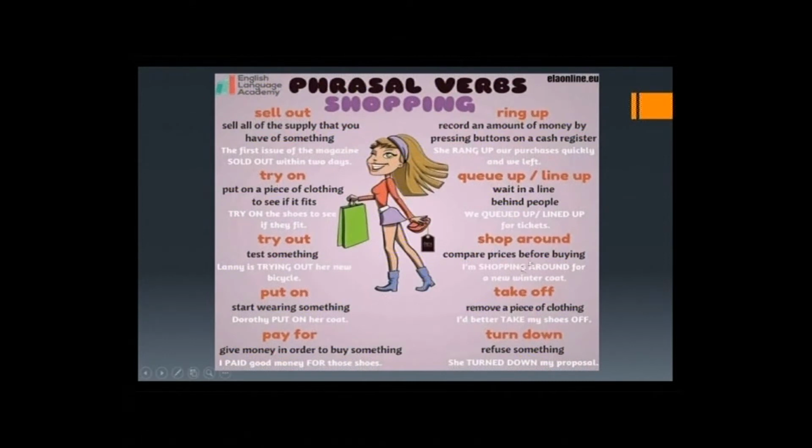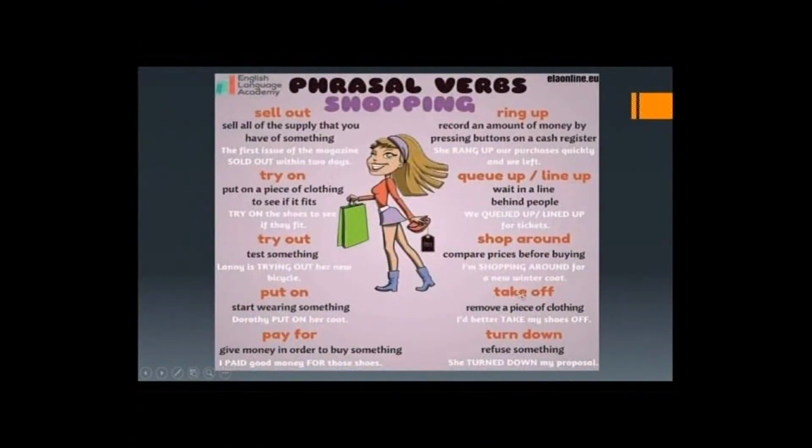Shop around, compare prices before buying. So there is a difference between shopping and shop around. Shop around means you are going for a thing, say you are going to buy an iPhone, but you will go to one or two counters to see if there is some difference in price. And if you are buying shoes, you look at two or three places. Even if you are shopping online, you can see what the difference is. So that is shop around, compare prices before buying.